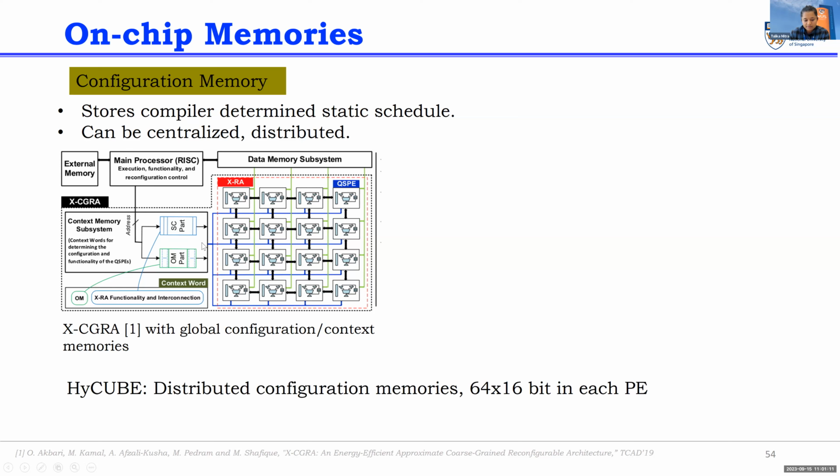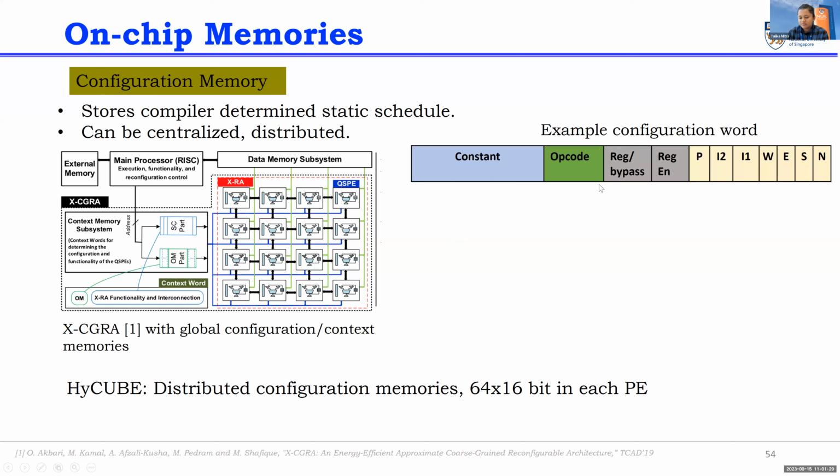So in HiCube, there is a distributed configuration memory. Each configuration word is 64 bits, and there are 16 entries. So whatever application kernel can be mapped within 16 entries can be fitted on HiCube.